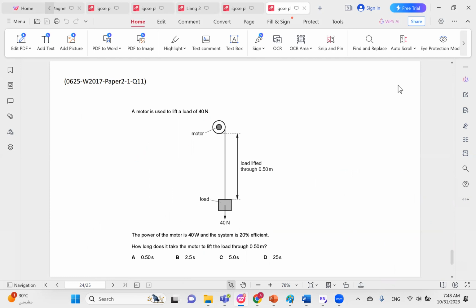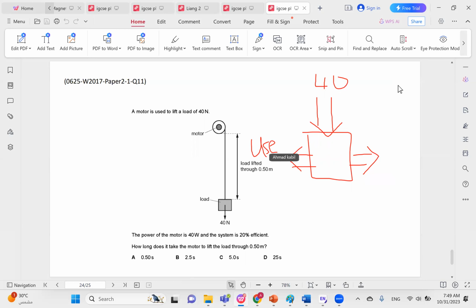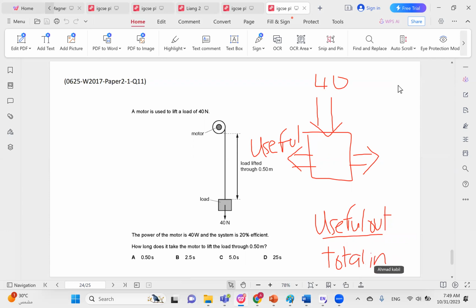A motor is used to lift a load of 40 newtons. The power of the motor is 40 watts, and the system is 20% efficient. How long does it take the motor to lift the load through 0.5 meters? So this is interesting. Again, we have a power input of 40. And there is useful power and wasted power. We're interested, of course, in the useful power. So how do I get the useful power? By using the equation: useful out over total in times 100 gives me the efficiency.